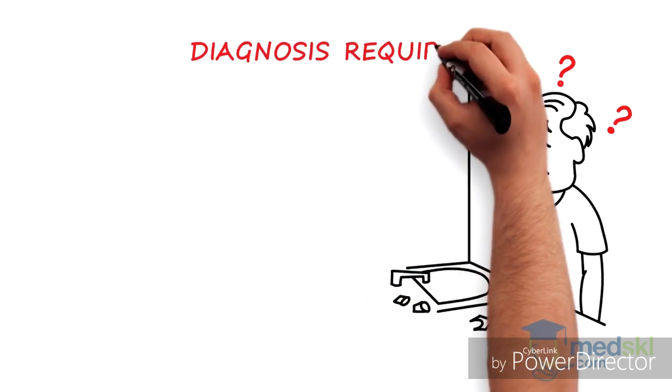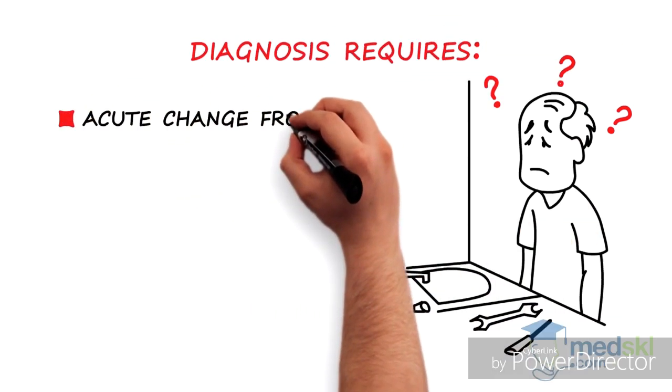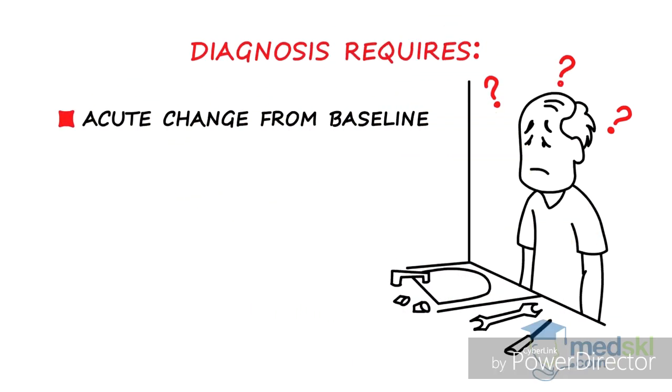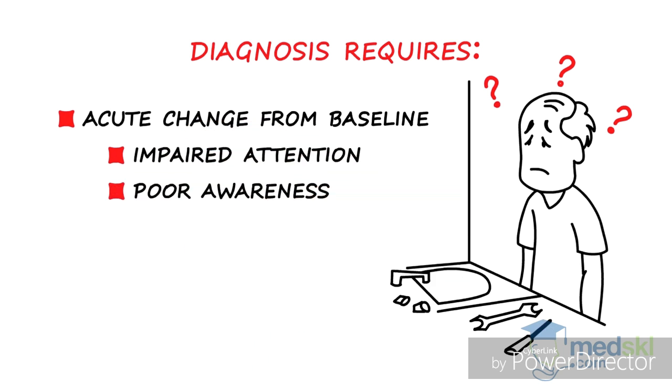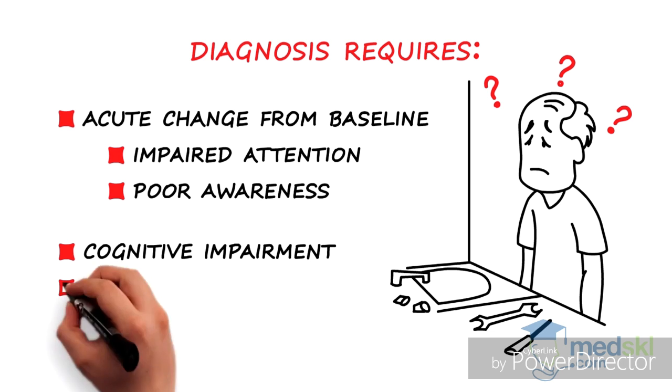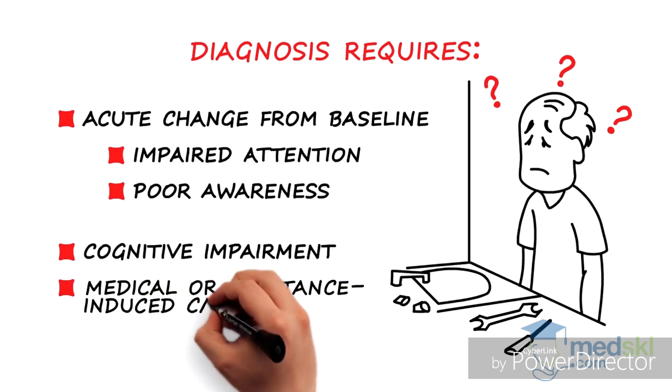Delirium diagnosis requires an acute change in mental status from baseline, characterized by impaired attention, poor awareness of one's surroundings, and often a fluctuating course throughout the day. It also requires evidence of cognitive impairment, such as amnesia, disorientation, disorganized thoughts, delusions, or hallucinations, as well as a medical or substance-induced cause.